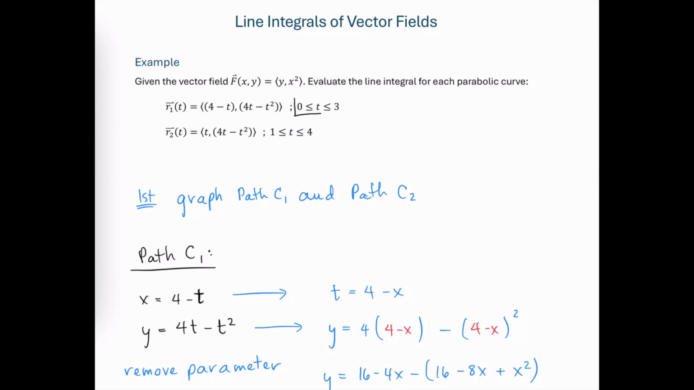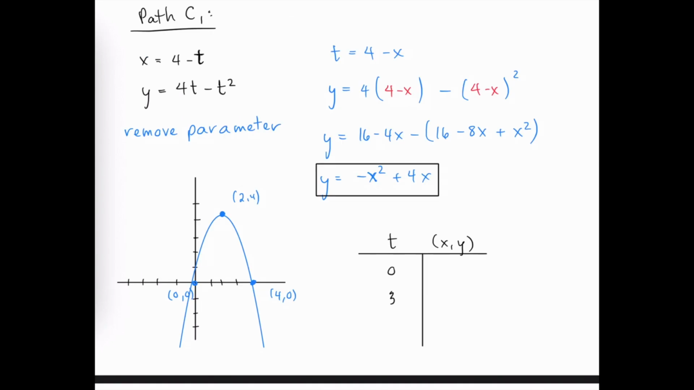Now, in our initial conditions, we were told that the value of t should go only from 0 to 3. When t is equal to 0, we have an x-coordinate of 4 and a y-coordinate of 0. When t is equal to 3, we have 4 minus 3 as the x-coordinate, which is 1, and 12 minus 9, which is the y-coordinate, and that's 3. So let's adjust our graph a little bit so that it starts at the ordered pair (4, 0), and travels around the curve in this direction until it gets to the terminating point, which is at (1, 3). And this is our path C1.